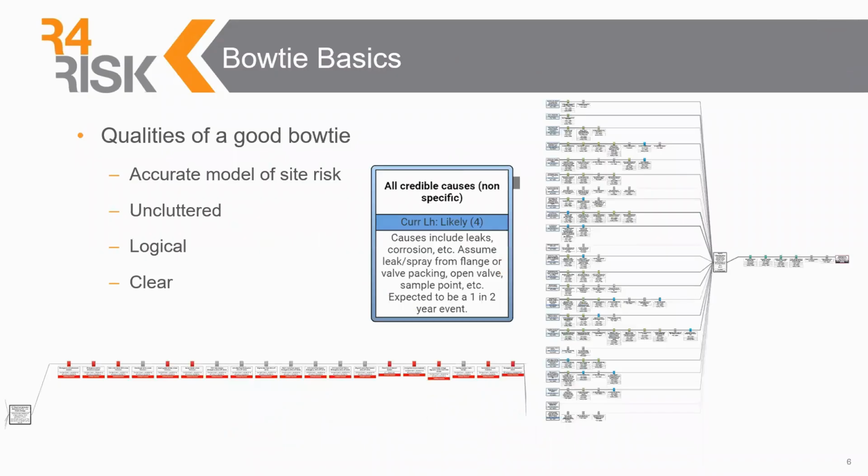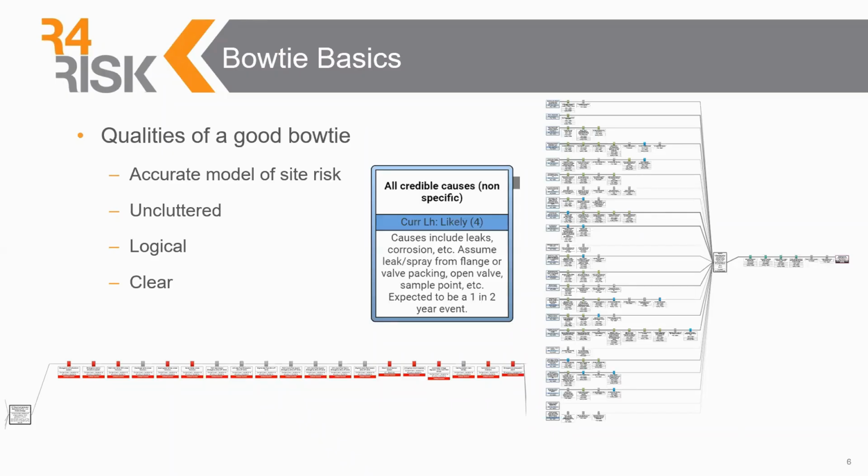But what makes a good bow tie? Normally, I would describe these as unicorns because they are quite rare. Anyone can make a risk assessment look like a bow tie, but it's when you examine the details that you might find out it's a bit of a mule.